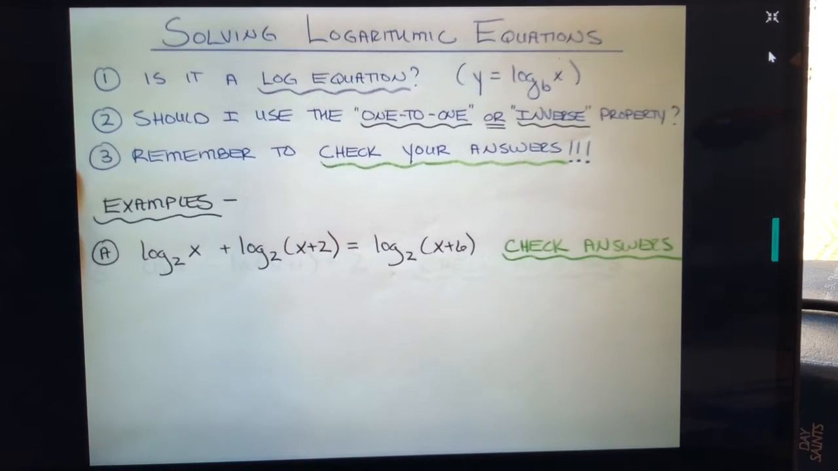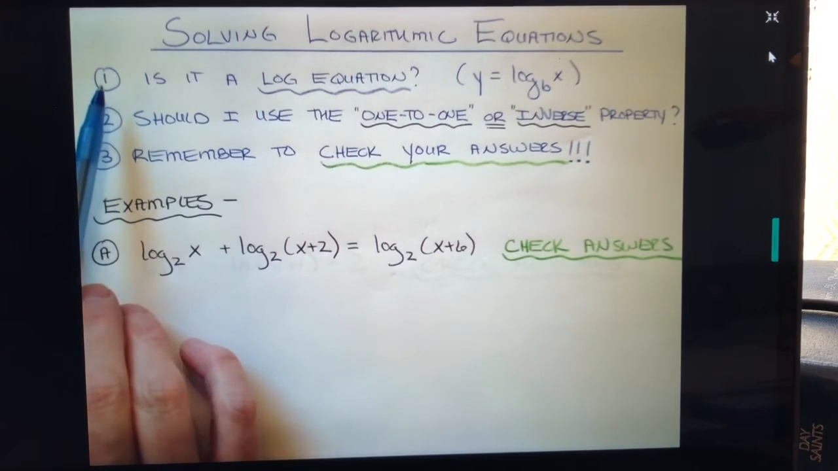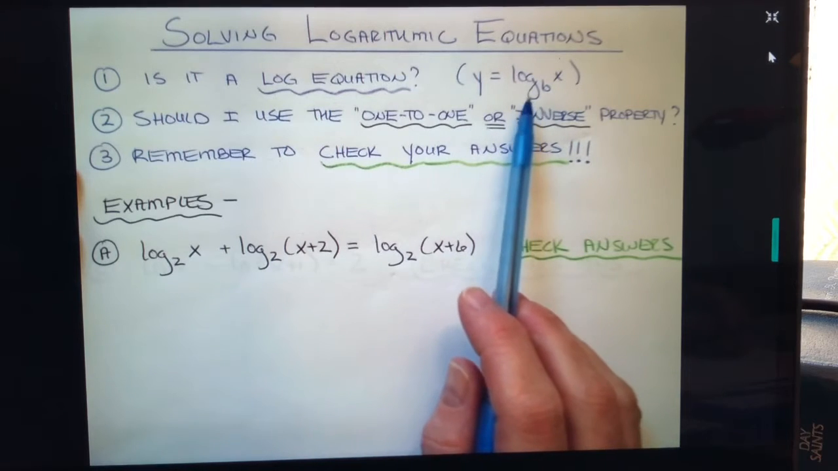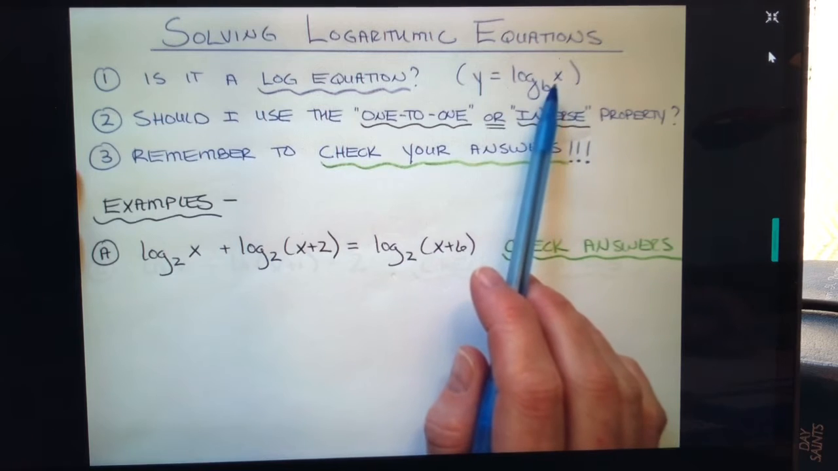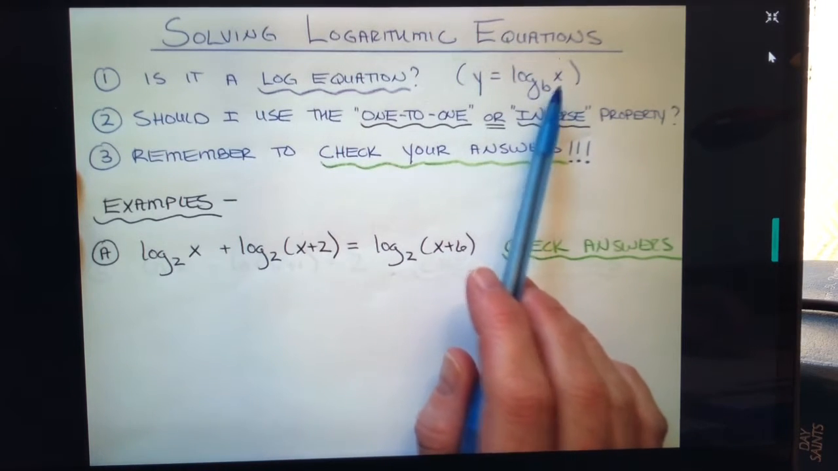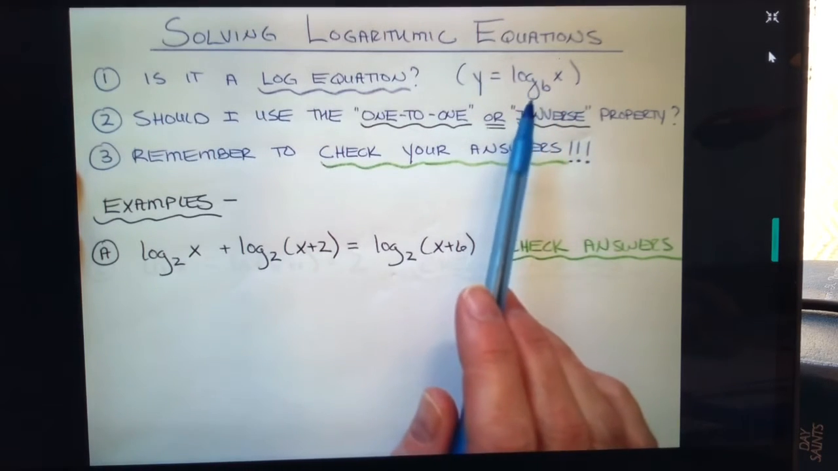Number one, we need to make sure that it is a log equation. And so typically you're going to see the word log in there. In fact, maybe more than once. And then that variable that you're trying to solve for, it's going to be embedded in at least one of those logs. Maybe more than one, as we'll see in this next example. So number one, is it a log equation?